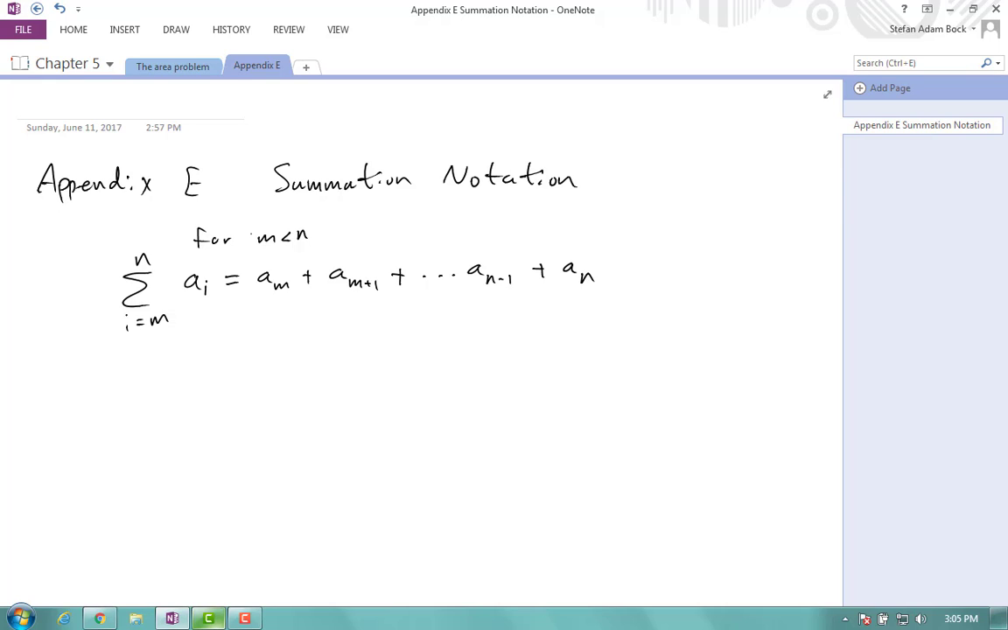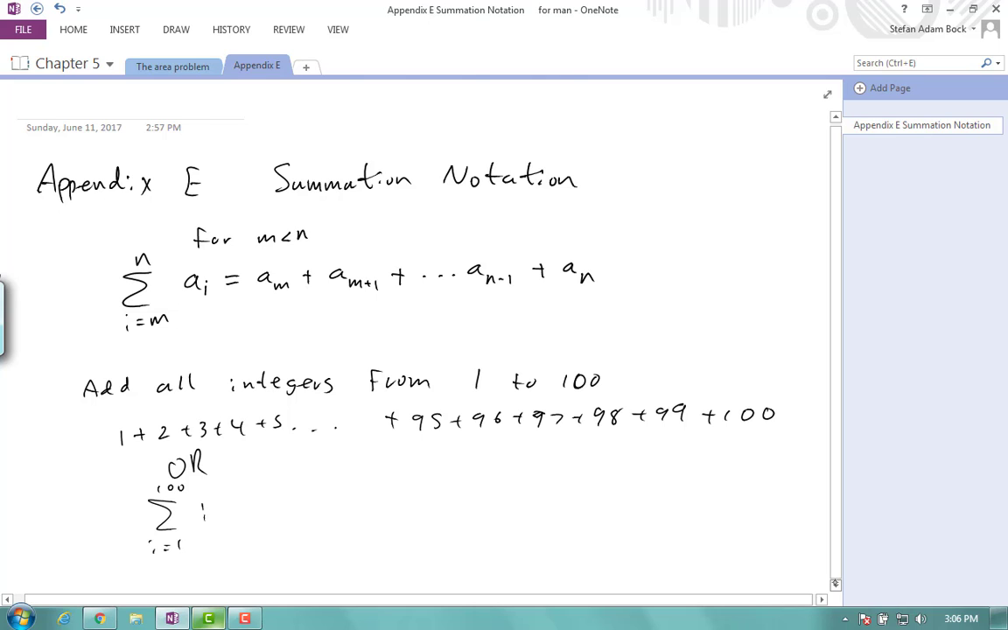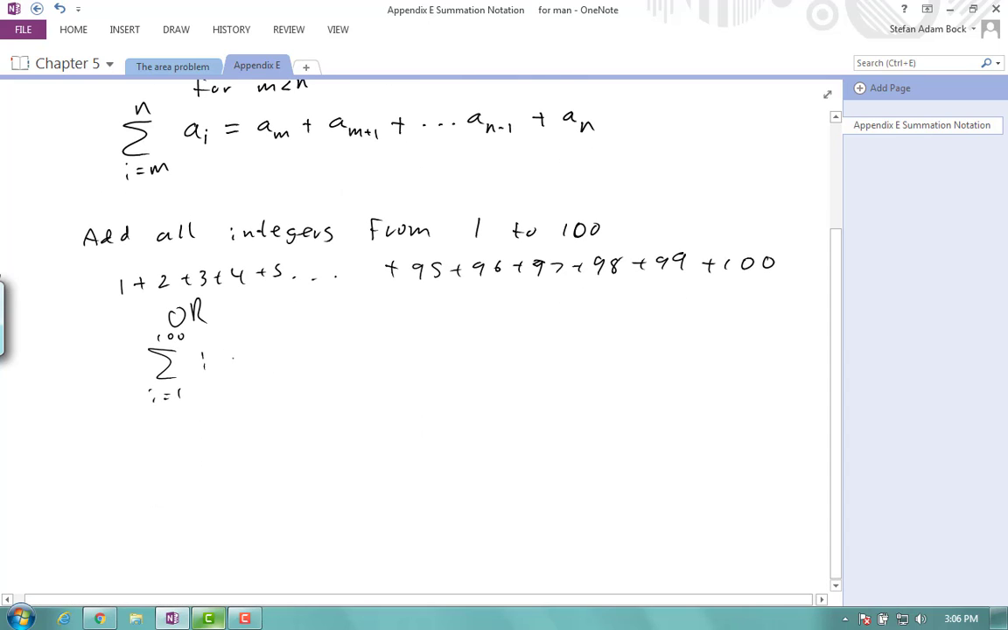So for example, if I wanted to add up all of the integers from 1 to 100, I could say, let's take 1 plus 2 plus 3 plus 4 plus 5 all the way up until I get to 95 plus 96 plus 97 plus 98 plus 99 plus 100. Or I could just say i equals 1 up to 100 of i. And these represent the same value. And we came across it temporarily, but this is actually equal to 100 times 101 divided by 2, which is equal to 5,050.